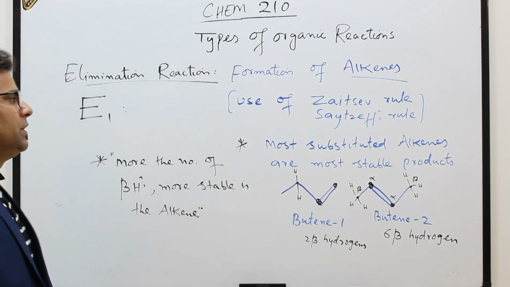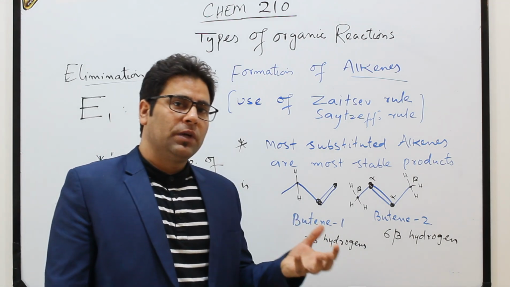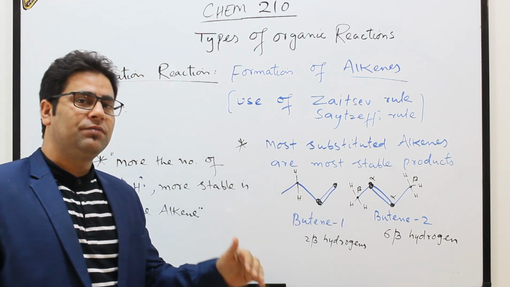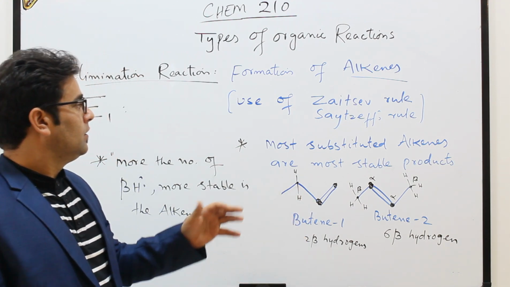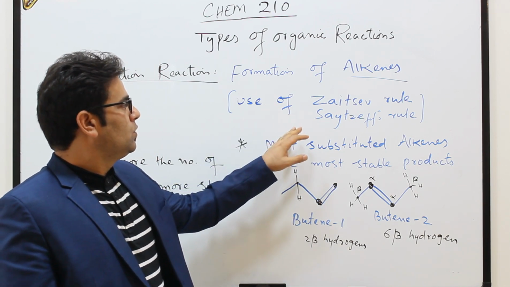So we have two definitions for Zaitsev's rule. Why am I discussing this rule? Because we cannot complete this reaction without knowing this rule. That is why I first took some time to let you understand. We use Zaitsev's rule.